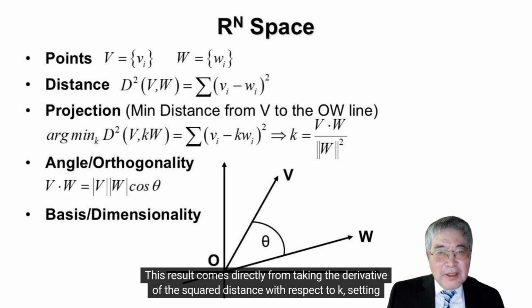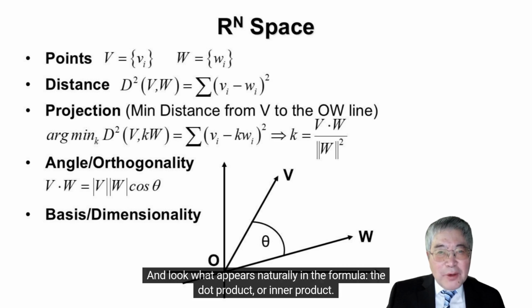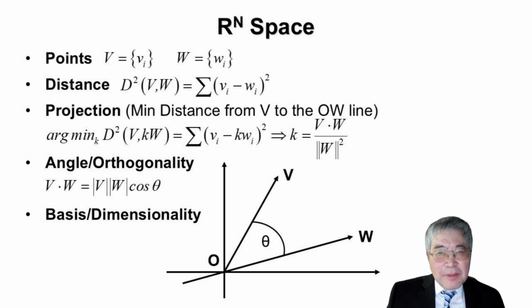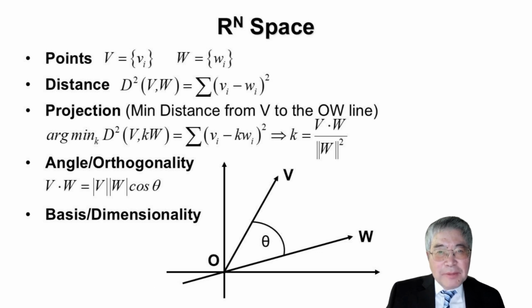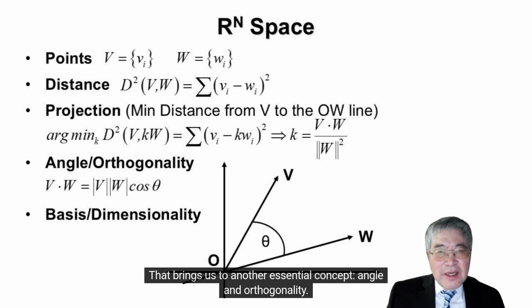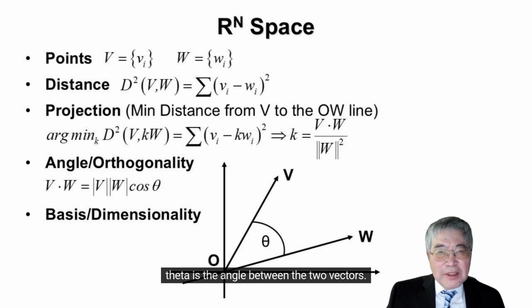This result comes directly from taking the derivative of the squared distance with respect to k, setting it equal to 0, and solving. And look what appears naturally in the formula, the dot product or inner product. So this isn't a random definition, it's rooted in geometry. That brings us to another essential concept, angle and orthogonality. We can also express the inner product as v dot w equals norm of v times norm of w times cosine theta, where theta is the angle between the two vectors.